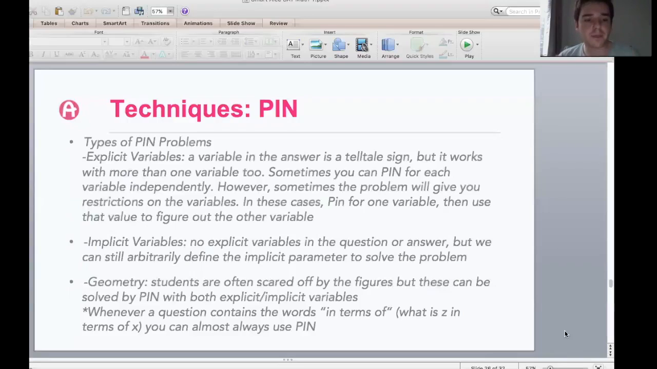solving. Also, typically with implicit variables, what that means is there might not be variables in the answer, but there is still some parameter in the question, whether it's an area or a distance or things of that sort, where you can say, let's call distance 100 or 600 or something, and go through and do the math. It can also be used with geometry, and a lot of students are scared off by geometry because they haven't seen it or they don't have that much experience with it. But a particular hint is whenever a question contains the words in terms of, like, what is z in terms of x, you can almost always use PIN.